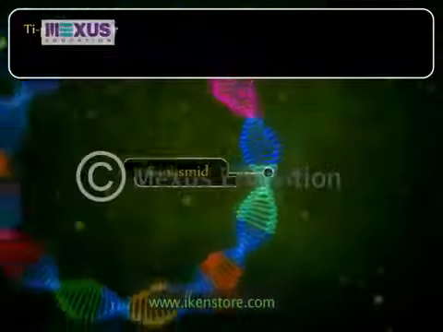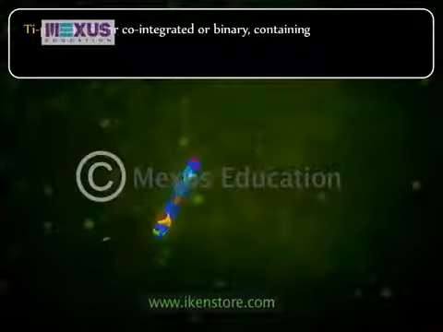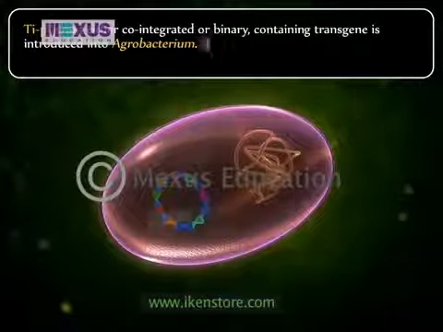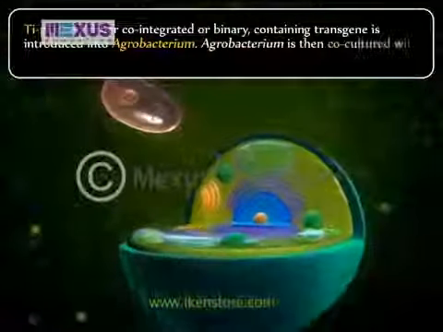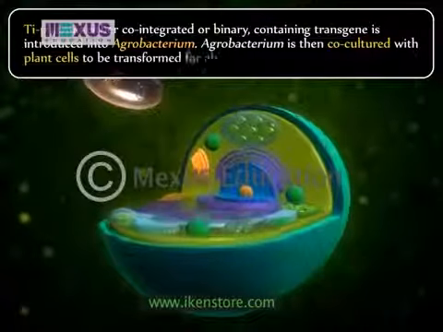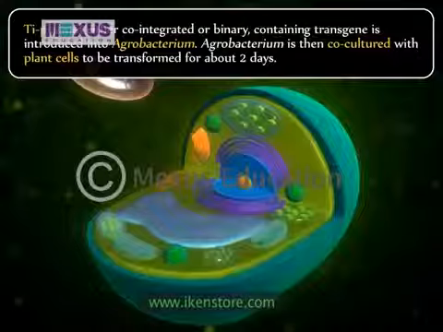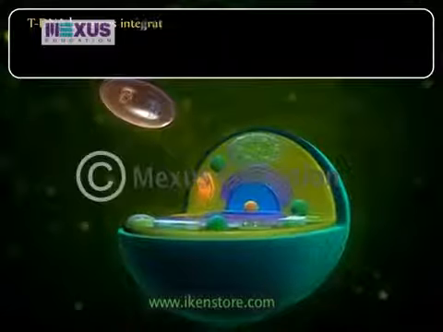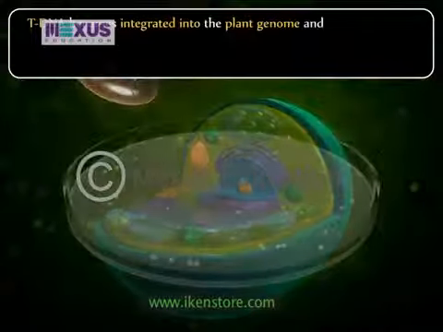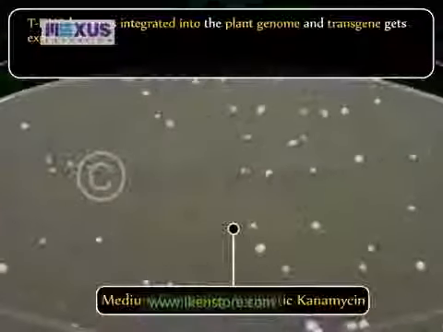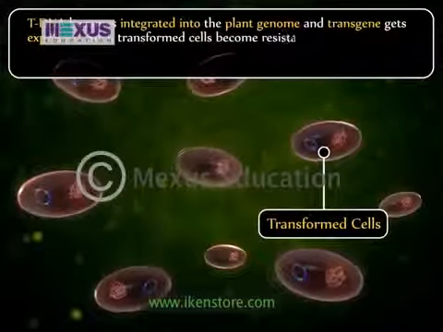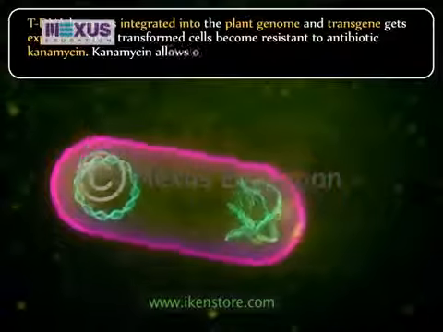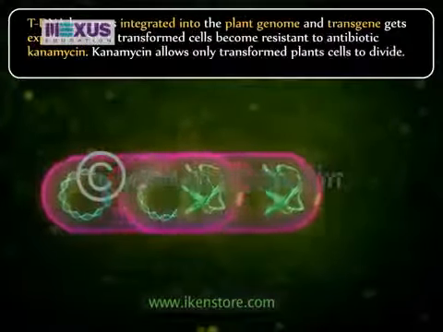Ti plasmid, either co-integrated or binary, containing transgene, is introduced into agrobacterium. Agrobacterium is then co-cultured with plant cells to be transformed for about 2 days. During the 2 days, the tDNA becomes integrated into the plant genome and transgene gets expressed. Such transformed cells become resistant to antibiotic kanamycin. Kanamycin allows only transformed plant cells to divide.